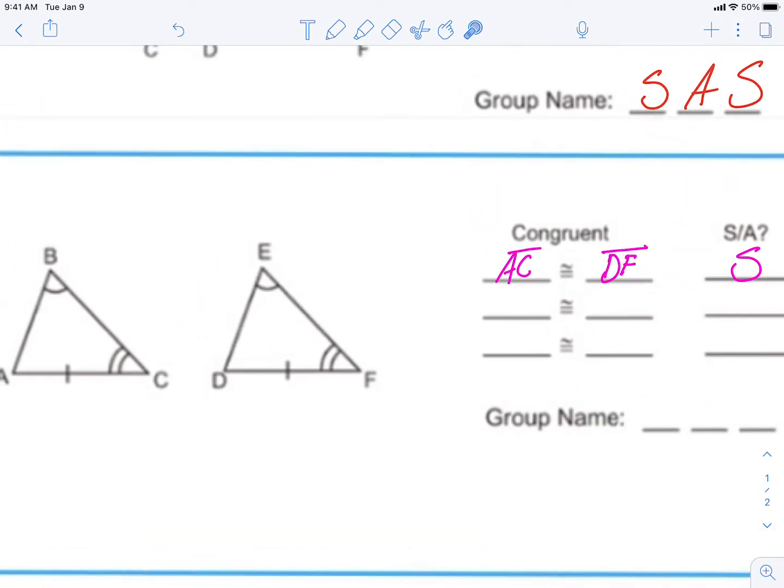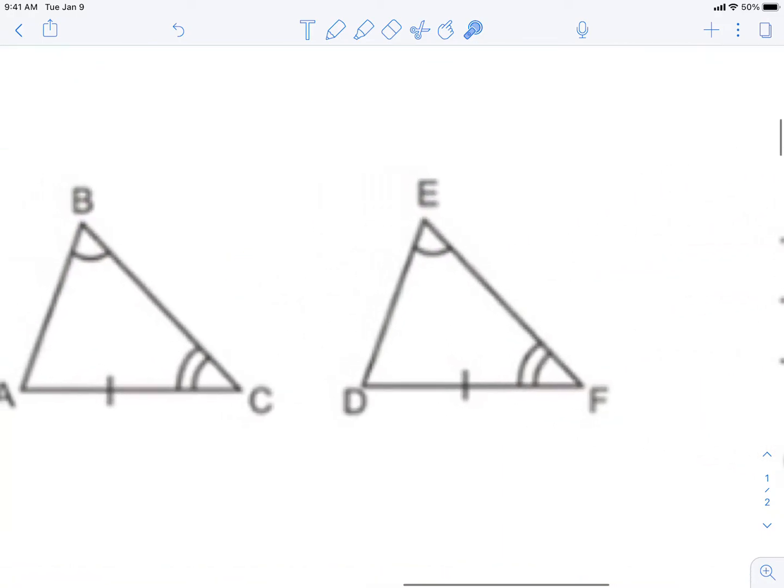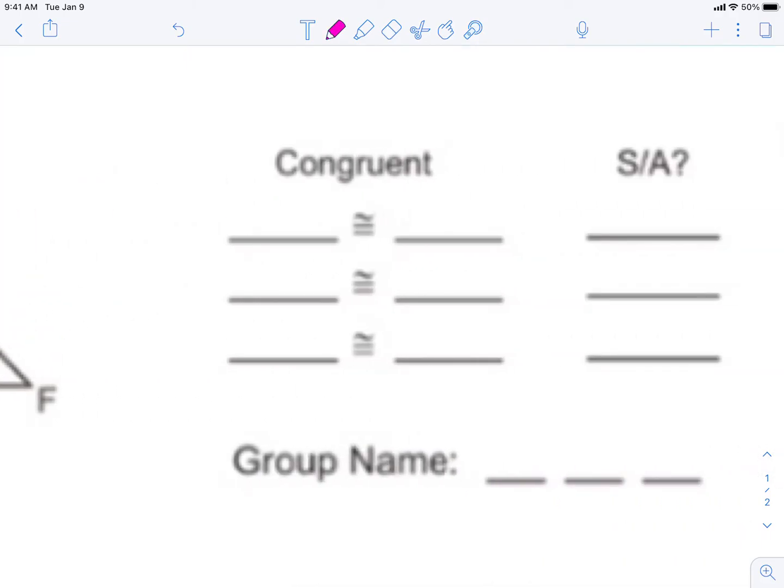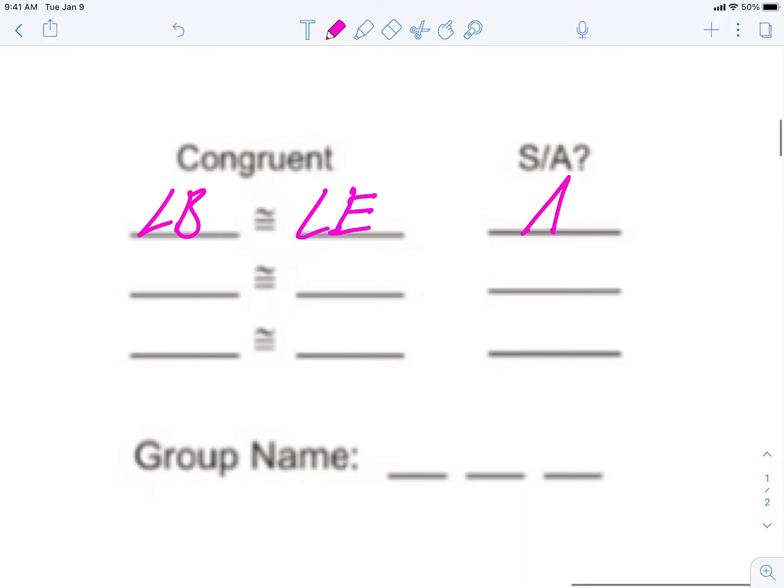You know what? I messed up. I'll tell you where I messed up. I should have started right here with this angle, single. Angle B is congruent to angle E, and these are angles.